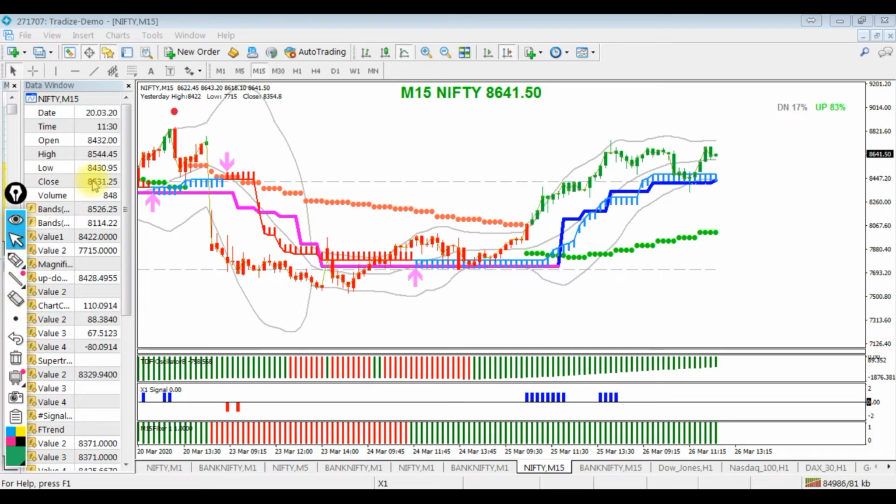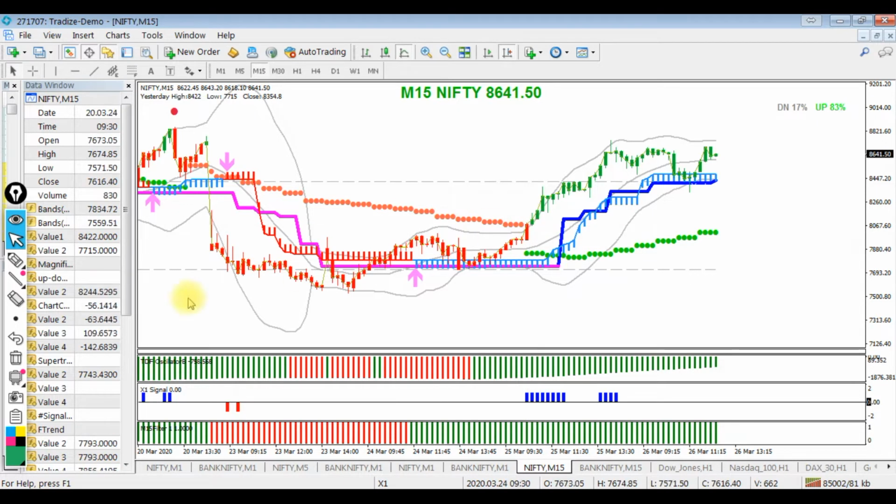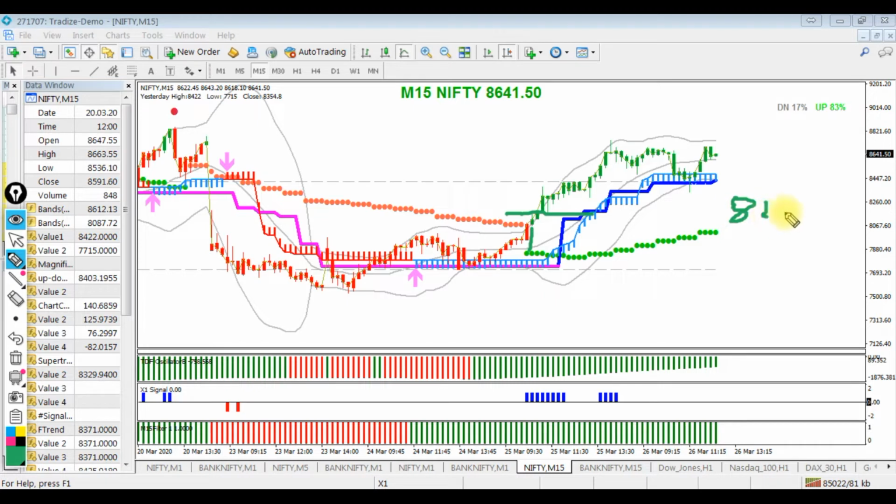Yesterday itself we told you that Nifty was outperforming. Even today, Nifty was outperforming Bank Nifty, and this buy signal got triggered on this candle. This candle high is 8,170. This was the first candle, so above this 8,170 you have to take entry. So 8,180 was our entry point. From 8,180 now you are at 8,650. Already you got around 450 points profit.